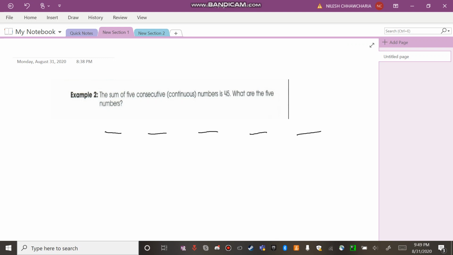So the first step is simply to find the number in the middle. All we're going to do for that is 45 divided by 5, and that's 9. So we know 9 is going to be our middle number. This is going to be our third number because that's in the middle. So we're going to put 9 here.